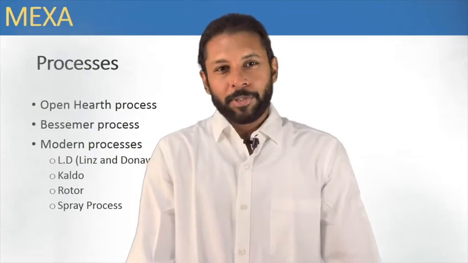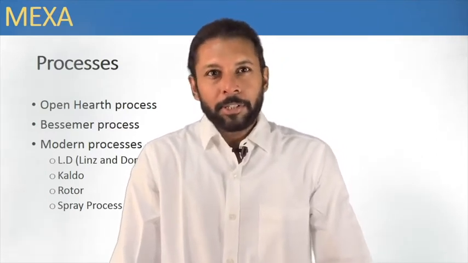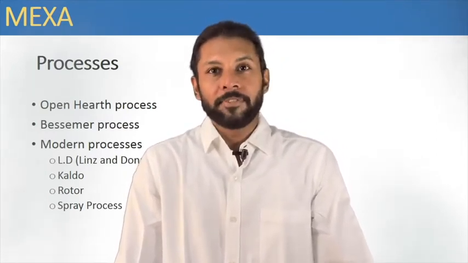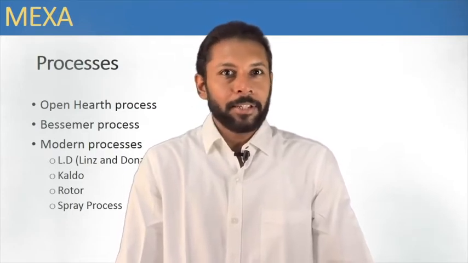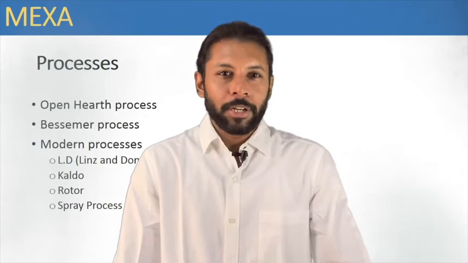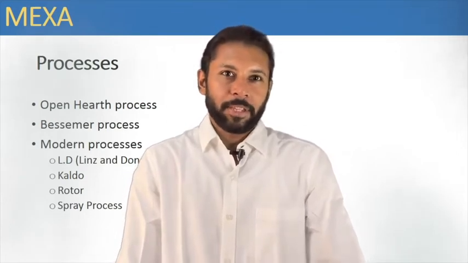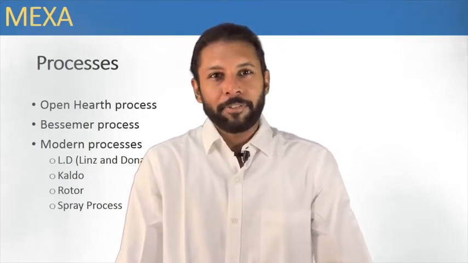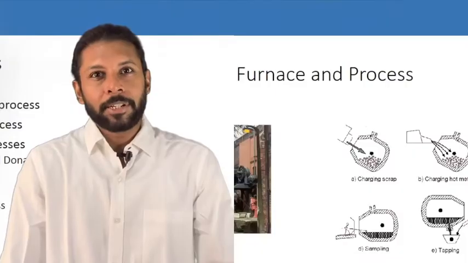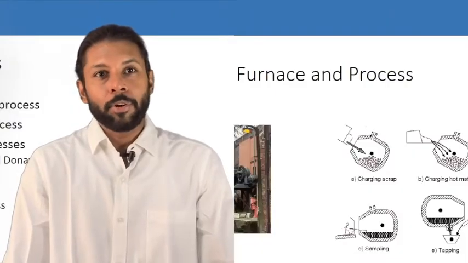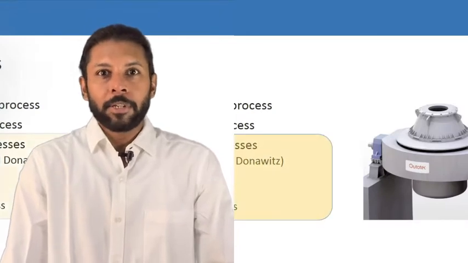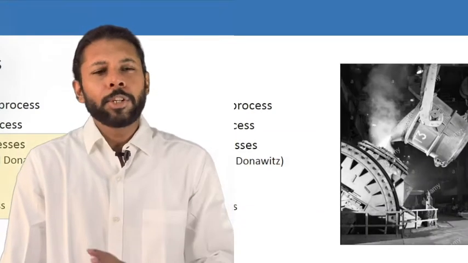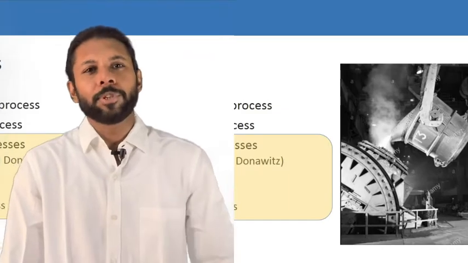Coming to modern processes. Various modern steel-making processes have been developed and put into use. These include the LD, Caldo, rotor, and spray processes. The LD method of steel manufacture uses a converter similar in shape to that of the old Bessemer and is mounted on trunnions to enable it to be swung into a variety of desired positions.